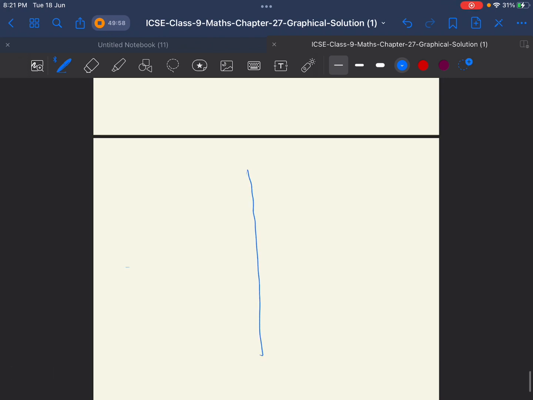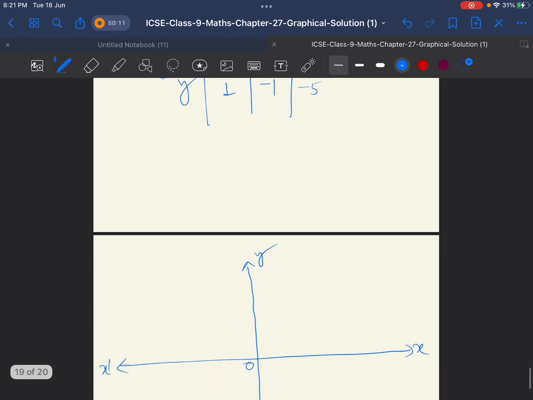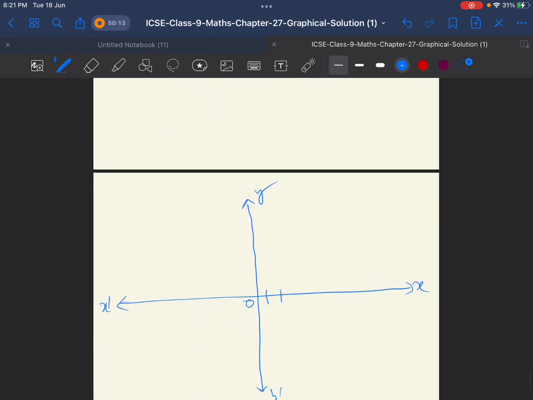Okay, so now we plot these points in the graph. So we draw a graph. Here this is a graph, X O X dash, Y O Y dash. Okay, so first we plot the point 4, 1.